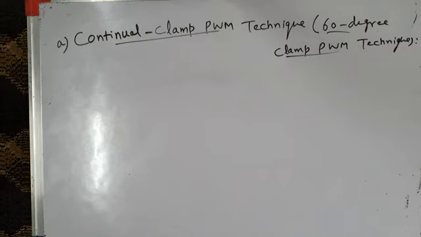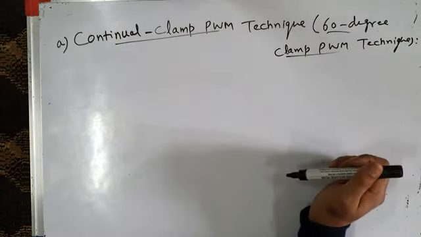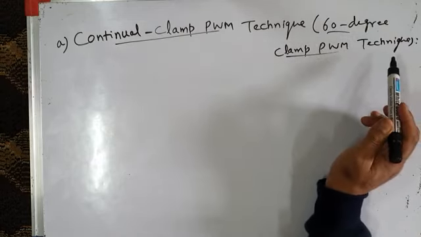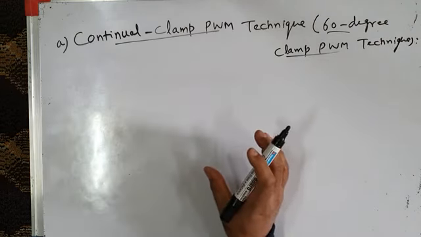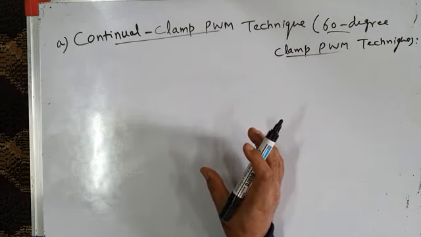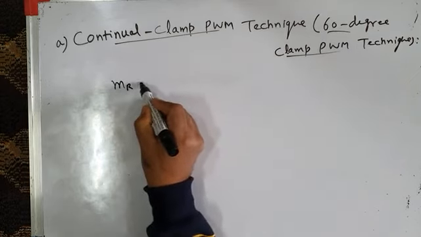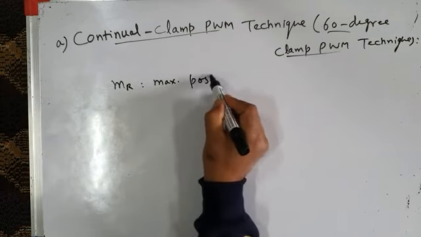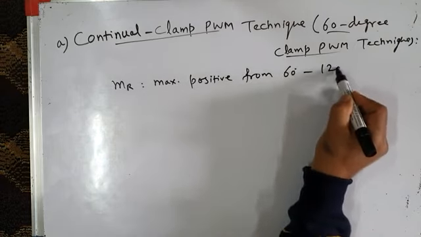Now, in bus clamping PWM technique, what we do is that a particular phase leg is clamped to either the positive DC bus or the negative DC bus for a 60-degree duration. That's why it's called the 60-degree clamp PWM technique. Now the question is, what is that 60-degree duration? If you see the modulating wave MR, it achieves maximum positive value from 60 degrees to 120 degrees.